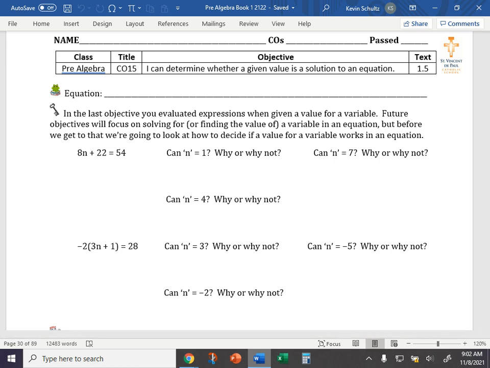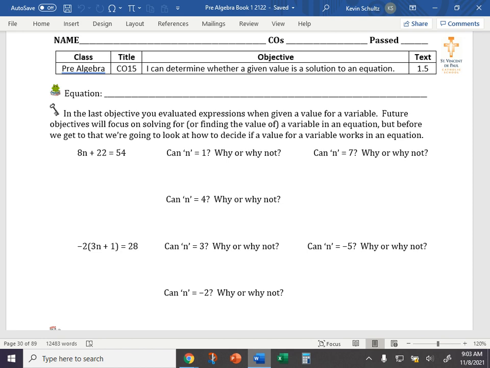We're starting off the week with what I think is going to be a pretty nice objective. We are on the cusp of solving equations here. We started the unit talking about expressions, and we worked with plugging values into an expression to see what we would get. This objective is one step short of an equation, which is where we're plugging values in for a variable to see if that variable makes the equation true.